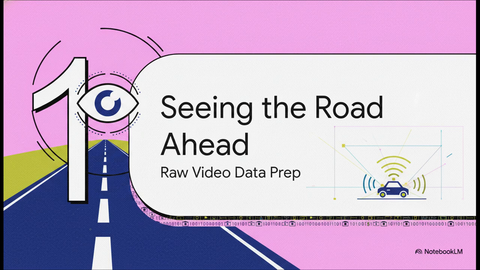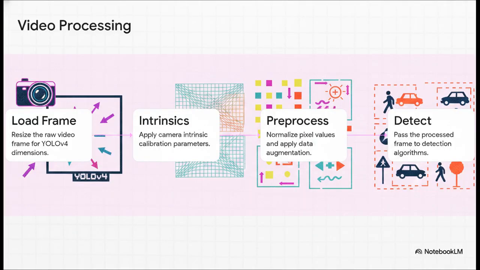Every great system has to start with capturing and prepping the raw visual data. Right, so to build a robust training and operational workflow, the system follows a very strict set of steps, from raw video to final visualization for every single frame. Step 1, load the video frame and resize it to match YOLOv4's exact input dimensions. Step 2 is applying camera intrinsics.